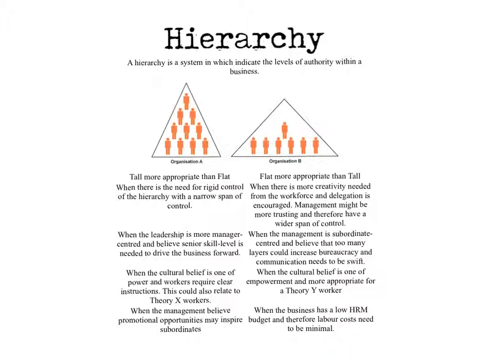Possibly when the cultural belief is one of empowerment and therefore it's more appropriate for Theory Y workers, because the characteristics of a Theory Y worker is that they are ambitious, they want to be empowered, they want that delegation. And finally, when the business has a low human resource management budget and therefore labour costs need to be minimal. Remember, with a tall hierarchy, because there's lots of layers of management, for every layer you're probably expecting a wage or salary increase because of the added responsibility. However, in organisation B, with fewer layers, there'd be fewer differences with wage demands.